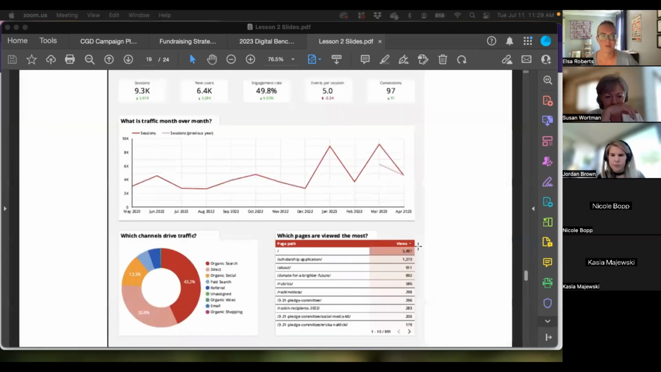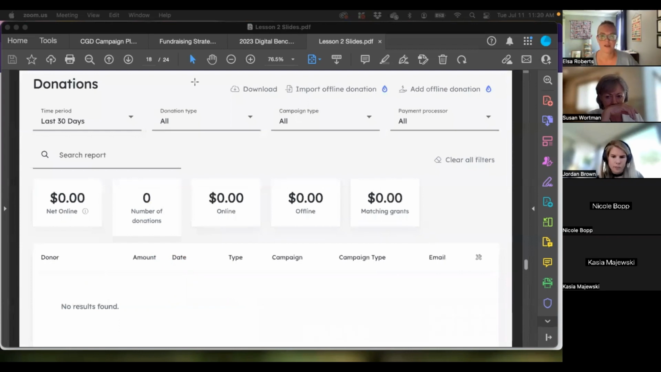And then within reports, you can look at donations, donation type, campaign type, et cetera. And then there are some additional features available depending on whether you have the essential or the advanced package. All right, and now I'm done talking. I'll turn it over to you, Jordan.